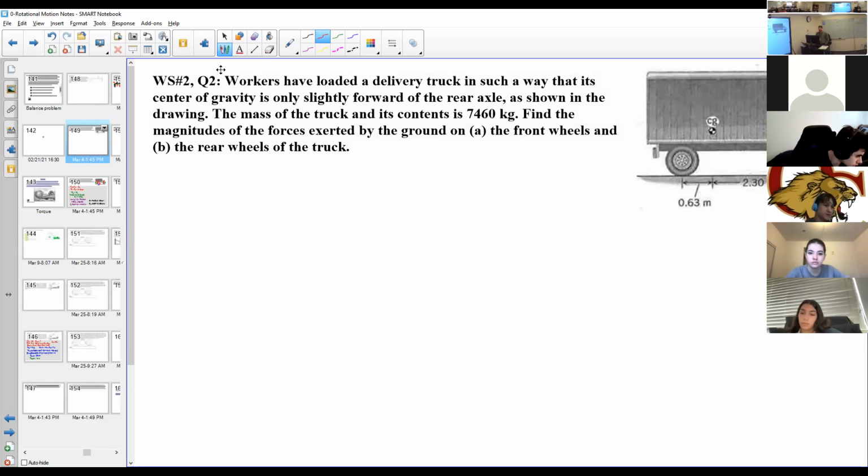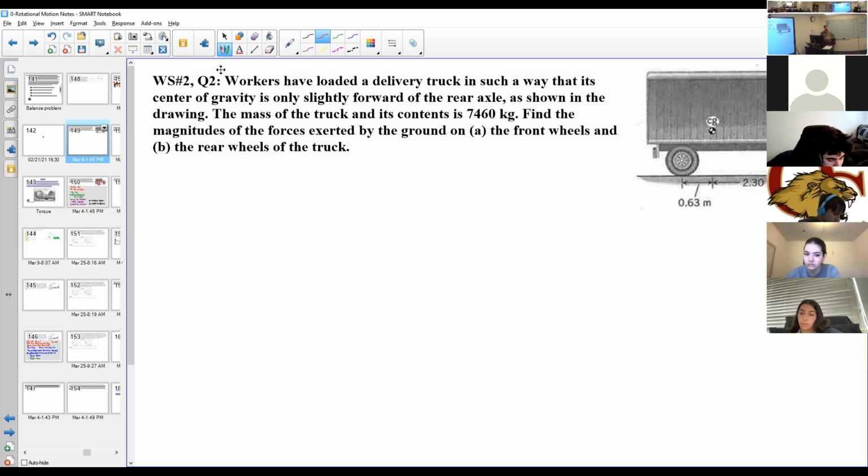Find the magnitude of the forces exerted by the ground on A, the front wheels, and B, the rear wheels of the truck. So you can see in the picture, there's the center of gravity. The rear wheels are 0.63 meters from that center of gravity. The front wheels are 2.3 meters from that center of gravity.